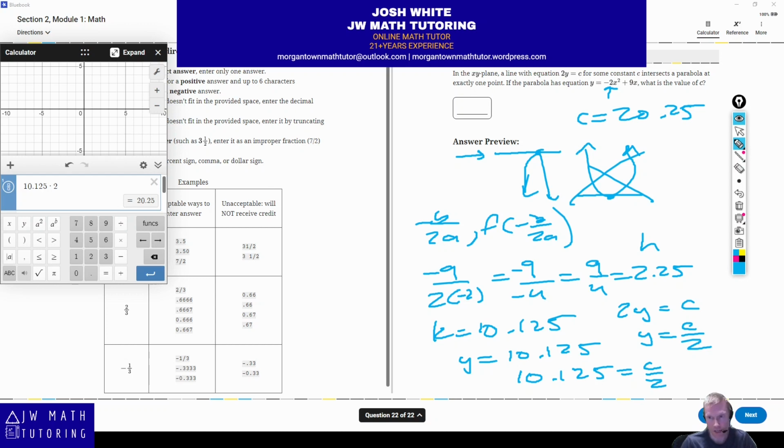You could also, if you did everything in fraction form, grid it in as 81 divided by 4. Or again, as a decimal, it's 20.25.